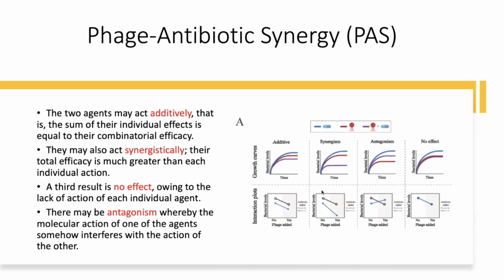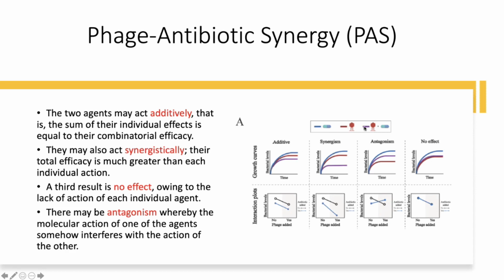All right, so phage antibiotic synergy, or PAS, essentially, in terms of just a basic overview of what this entails, is that there are different ways that you can have this phage antibiotic synergy. The first form of synergy is not necessarily synergy, but semantics aside, is having an additive effect, where the sum of the individual effects of the two agents is equal to their combinatorial efficacy.